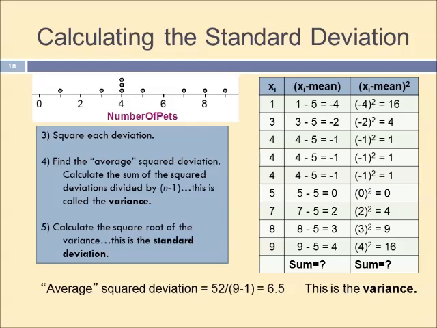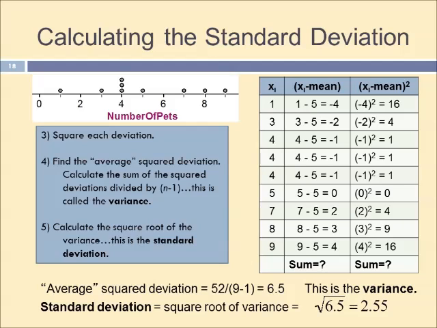So the average squared deviation, in this case, the sum of the values is 52, and we divide by 9 minus 1, or 8, and that average is 6.5. That's the variance. The square root of that, the standard deviation, is about 2.55.